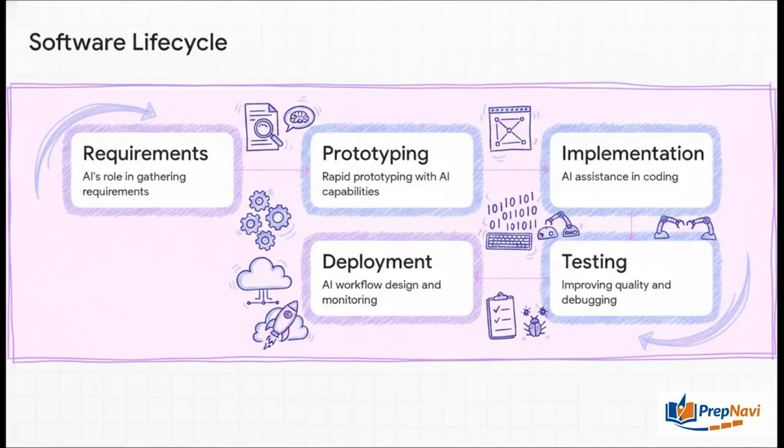Moving on to our next heavyweight, Domain 5.0, Development and Workflow Automation. For this one, the exam expects you to describe AI's role across all 5 phases of the software development lifecycle. We're talking from requirements gathering and rapid prototyping, all the way through implementation, testing, and deployment. It's really about viewing AI as a holistic development partner.